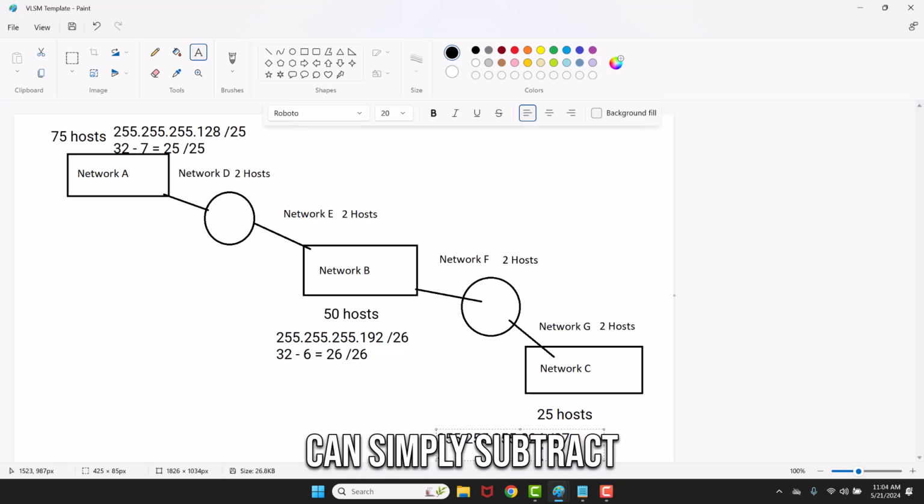And again, I can simply subtract from 32 the number of zeros that I kept, which is 5 zeros. That's how many I needed to support 25 hosts, which again will get me to /27. Either way you solve the problem, it will work.